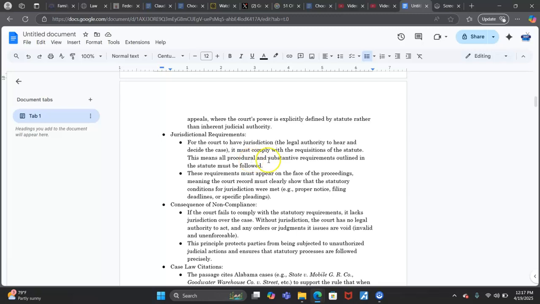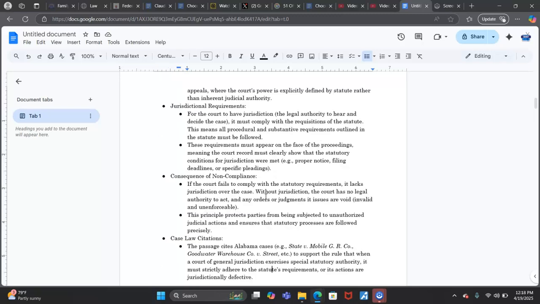This means all procedural and substantive requirements outlined in the statute must be followed. Everything. These requirements must also appear on the face of these non-judicial executive administrative proceedings, meaning the court record must clearly show that the statutory conditions for jurisdiction were met, for example, proper notice, filing deadlines, or specific pleadings. And if you're in Ohio, you really need to watch this because I'm giving you an example from Ohio in the municipal court, because Ohio municipal courts are courts of limited jurisdiction. They're pretty much everywhere, for real.